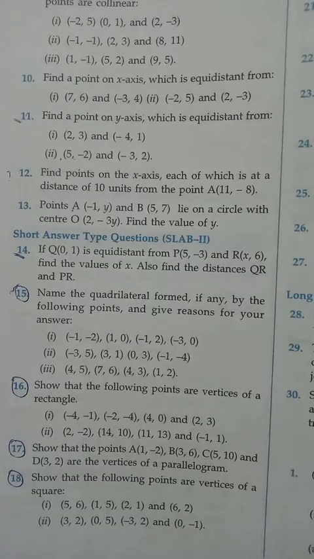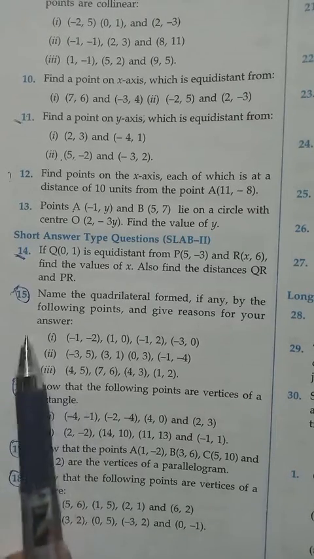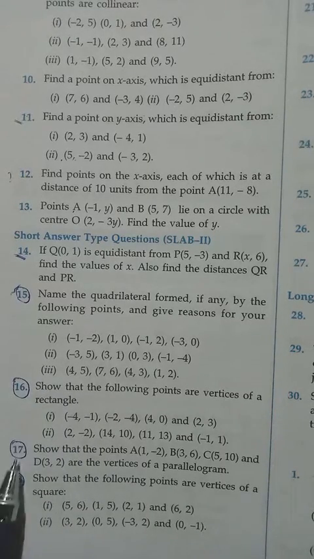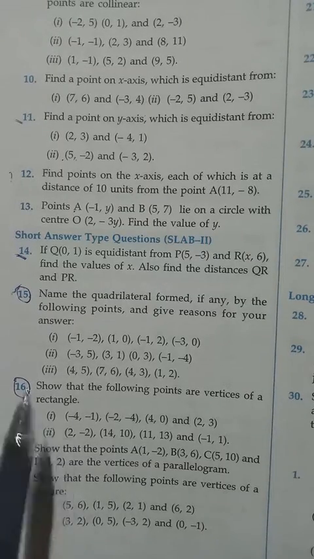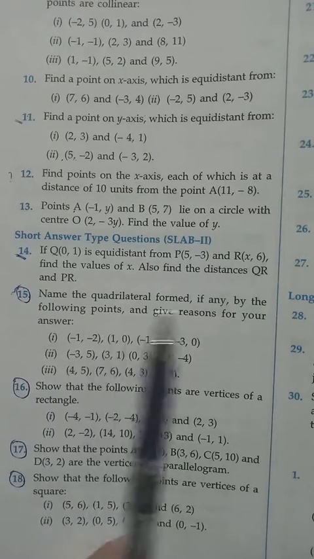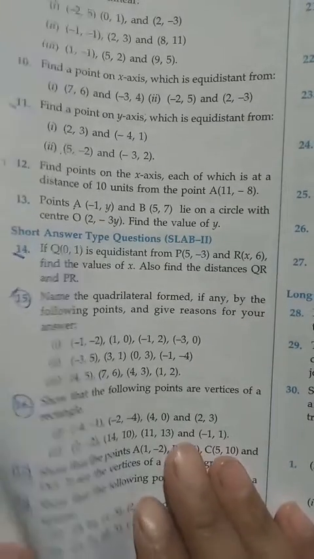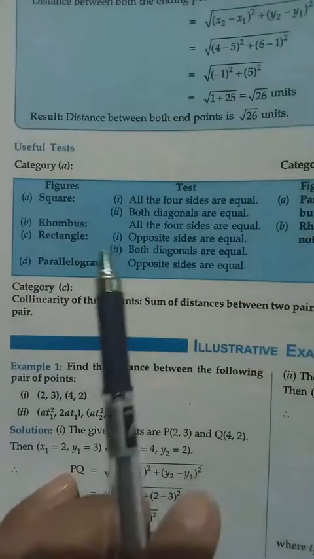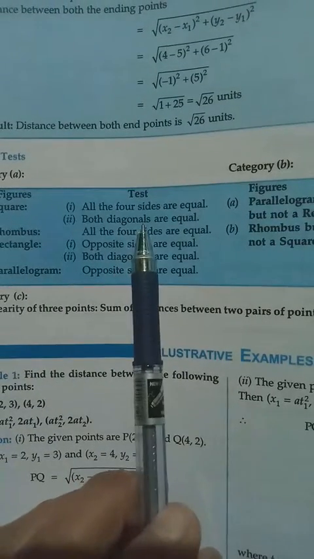Continue with chapter 7a, coordinate geometry. Question 15, 16, 17, 18, 19, more or less the same. We have the quadrilateral. So what to do? We have to find all the four sides. Like here you see, we have to find all the four sides and also the diagonal.